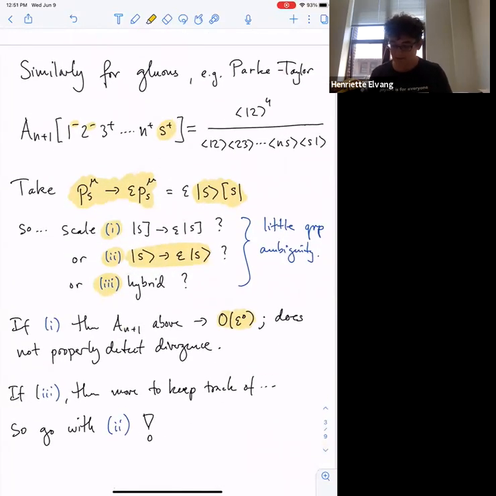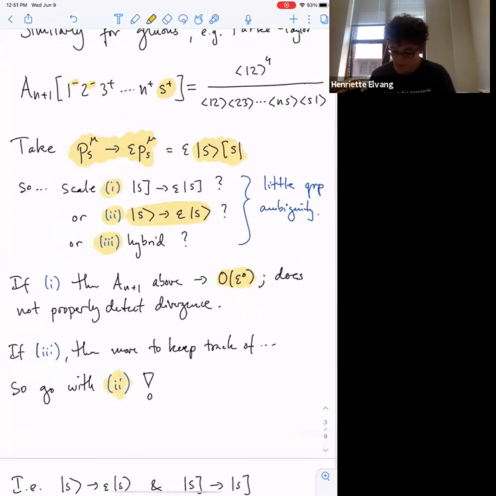So it doesn't properly detect the divergence if you use option 1. And in option 3, well, there's more to keep track of if I don't both want to scale the angles and the squares. And we go for a minimal principle here. And by the way, who wants to deal with square root epsilons anyway? So we will go with option 2, namely that we'll scale for a positive helicity particles.